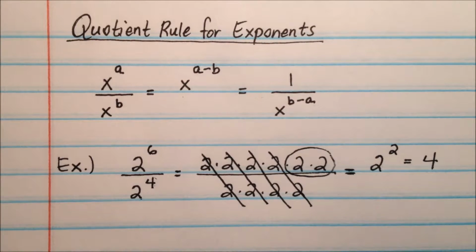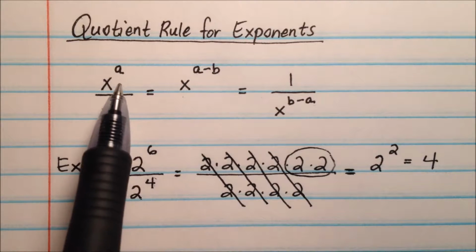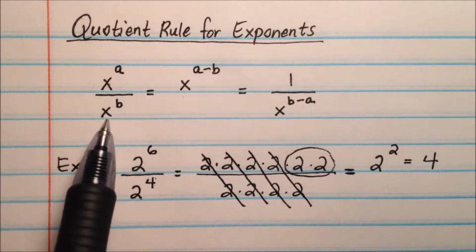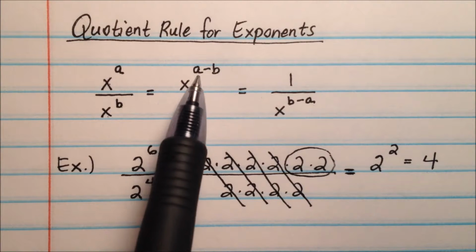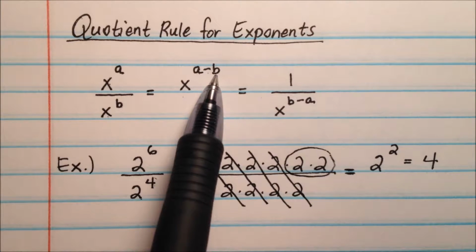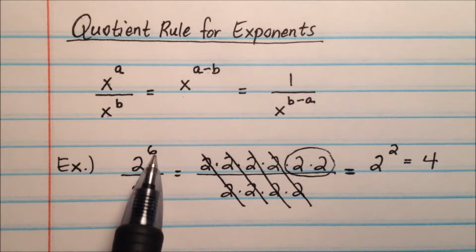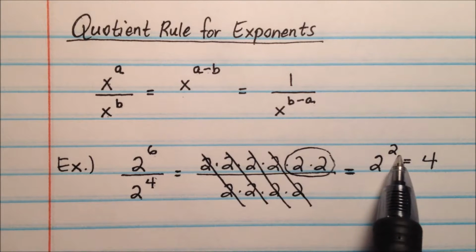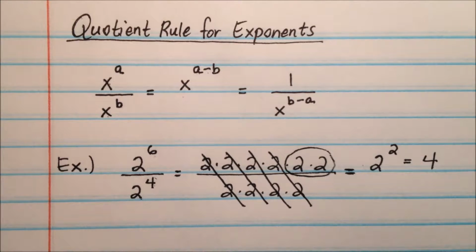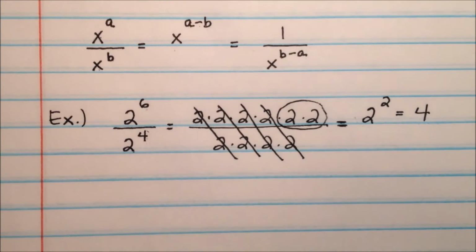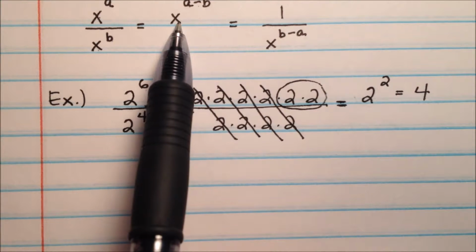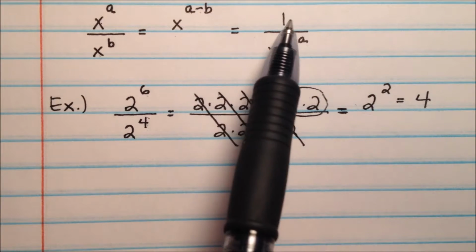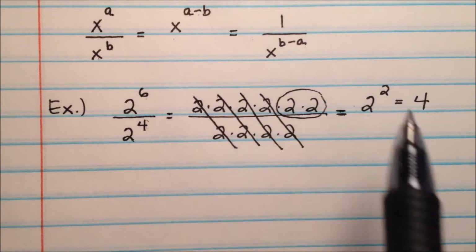Using the definition for our quotient rule, we knew that if we had x to the a on top and x to the b on bottom, we were going to say a minus b and put that in the numerator. So a would be 6, b would be 4, 6 minus 4 is 2, so 2 to the power of 2. And that's exactly what we saw. How do we know if we're going to use x to the power of a minus b or 1 over x to the power of b minus a?